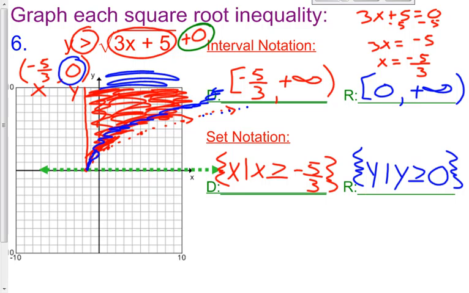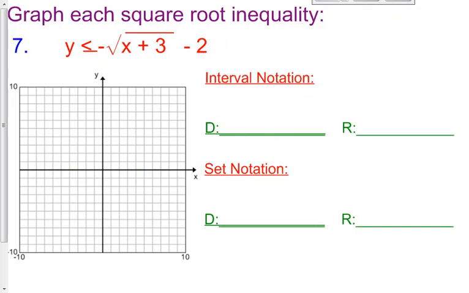0 to positive infinity for your interval notation, y such that y is greater than or equal to 0 for your set notation. All right, you guys try number 7 on your own. Try to follow your notes on number 5 and number 6. Let's see what you come up with for number 7. All right, after you've paused the video and tried number 7 on your own, here's what you should have come up with.